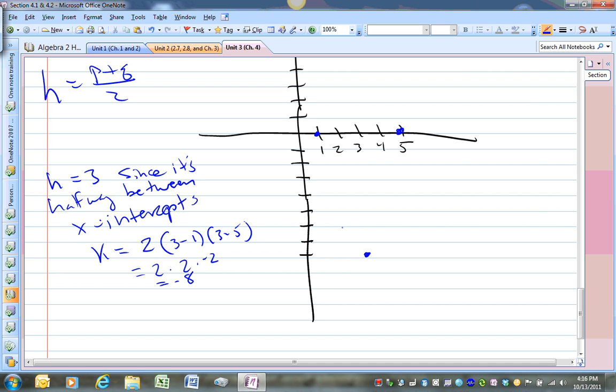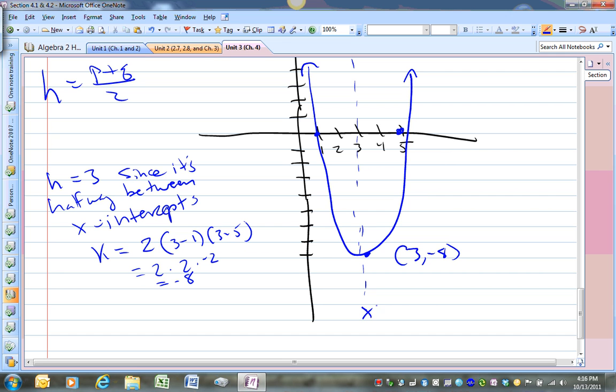And again, I just plugged in 3 for x into my original equation. And voila. There you have your parabola. Vertex 3, negative 8. Axis of symmetry is x equals 3.